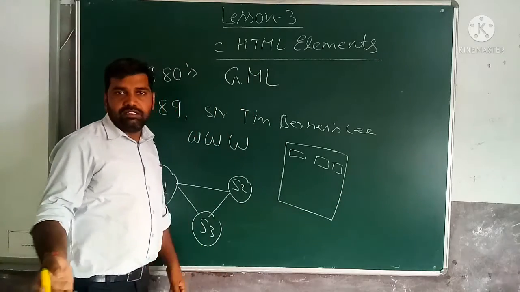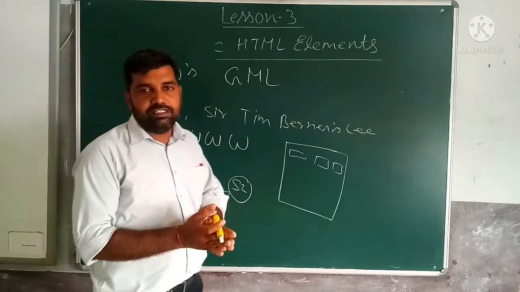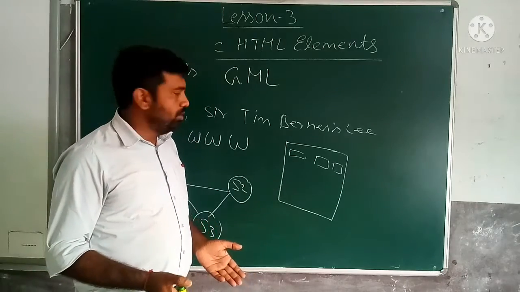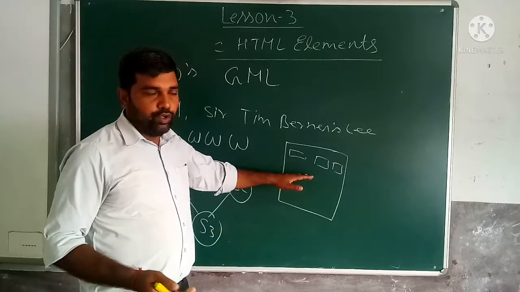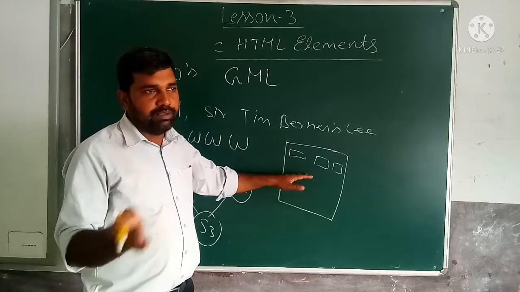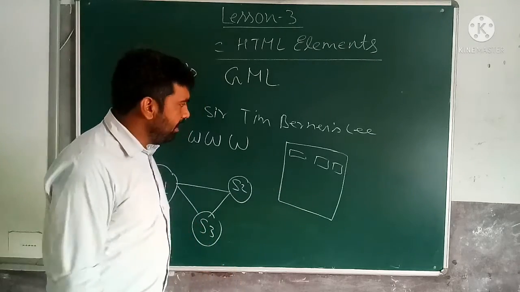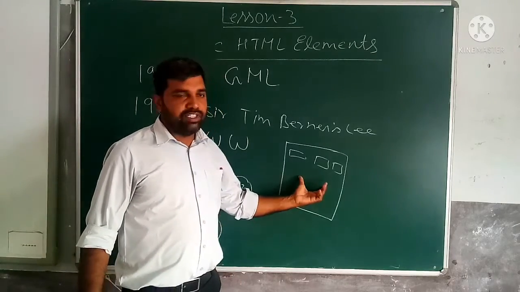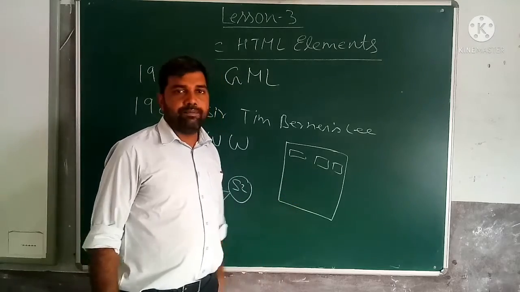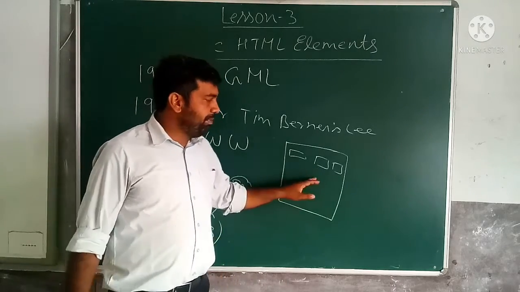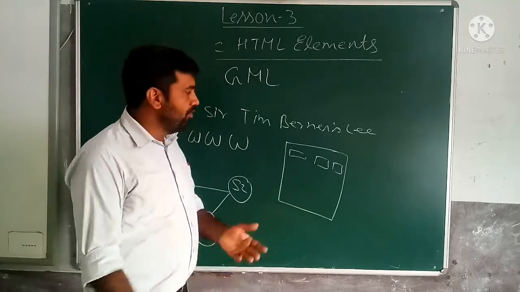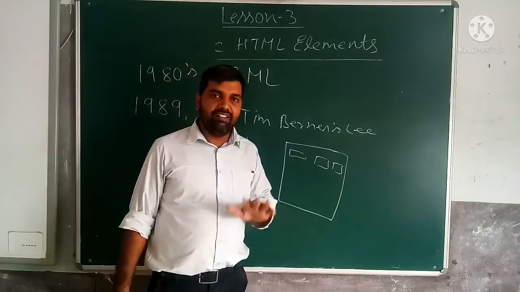Like a book has a collection of many pages, that's why it's called a book. In the book, when you open it, you can turn the pages from page number 1 to page number 2, page number 3, page number 4, and so on. Similarly, a website is just like a book, which is a collection of many web pages. And from one web page to another web page, you can move just by clicking on the link here.